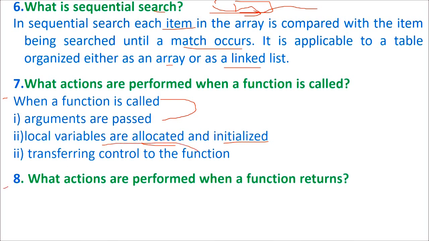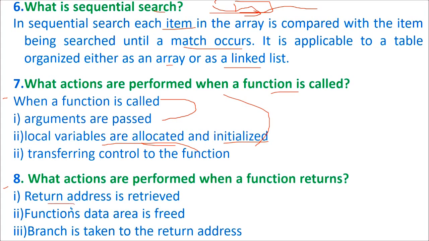Eighth is, what actions are performed when a function returns? When a function is called, these are done. When a function returns, first the return address is to be retrieved. The function data area needs to be freed, and the branch is taken to the return address. So first you save the return address, then the function executes, its data will be freed, and then we return back to this return address. And this is done in the stack actually. We place this address in the stack.